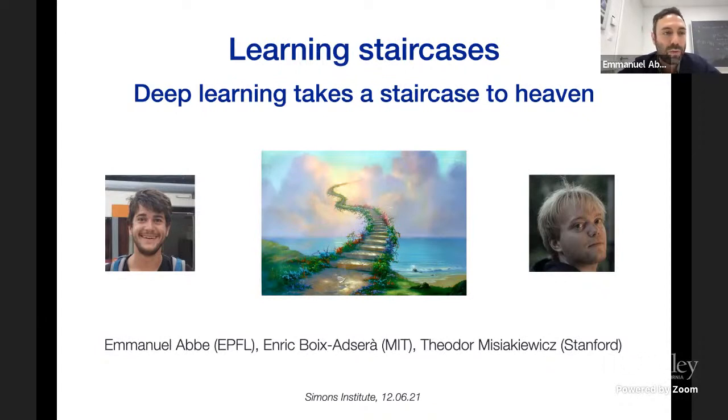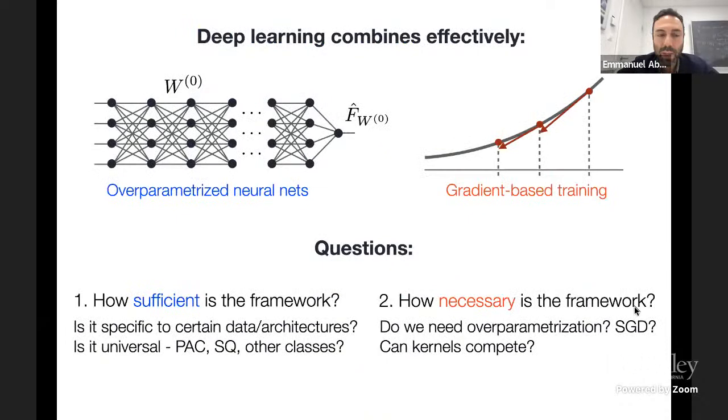And the question is the same as we had in the previous talks of this collaboration. We want to understand, in the setting of deep learning, of combining over-parameterized nets with GD, what is the sufficient and necessary, meaning how sufficient is the framework? Is it PAC? Is it less? What is the class of architectures and functions that work well together? And also, is it necessary to go to this framework, or could we get away with kernels? And what is necessary in the framework?